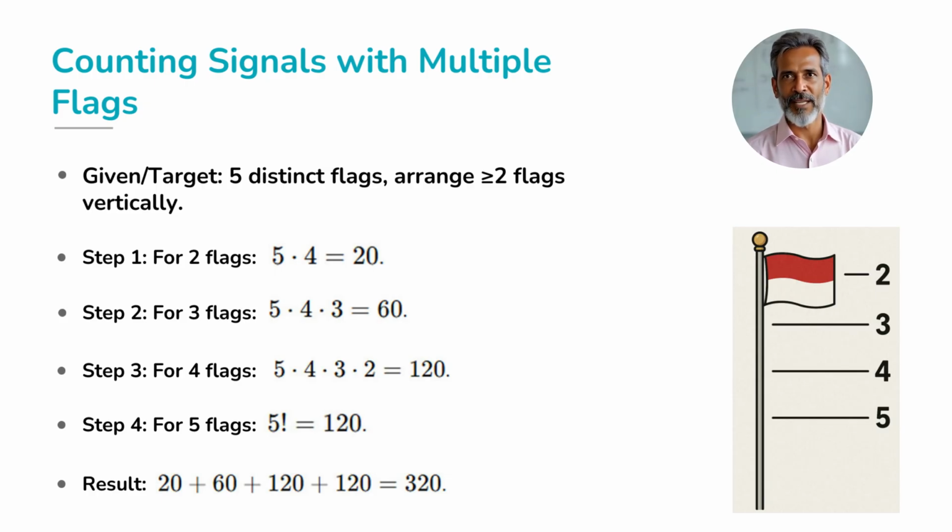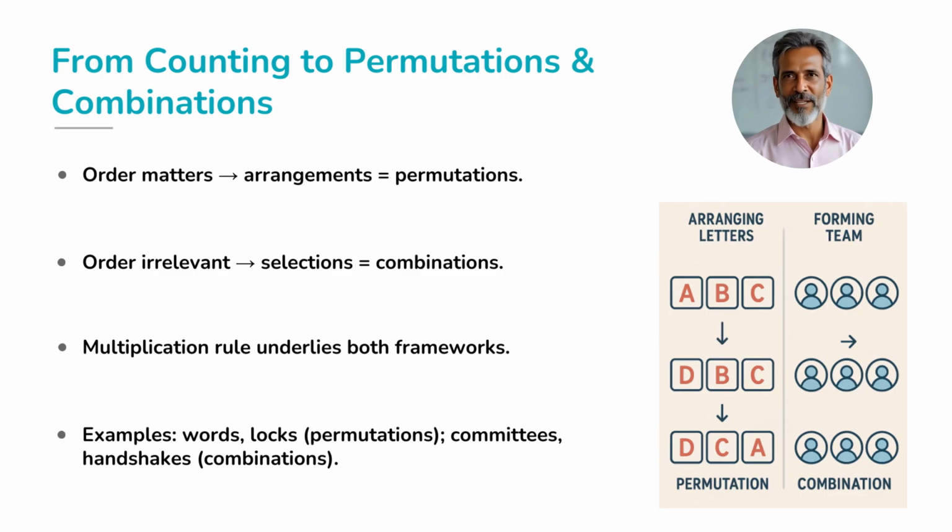It's like building Lego towers. You pick how many blocks you want and multiply your choices at each step. The more you add, the faster the numbers grow. Let's pause and reflect. Did you notice something? Sometimes the order of arrangement mattered, like with letters or codes.